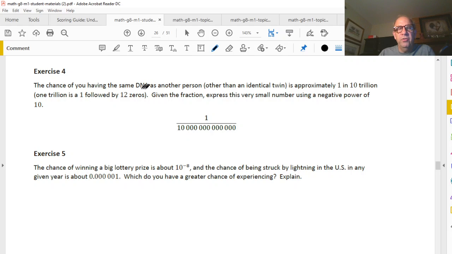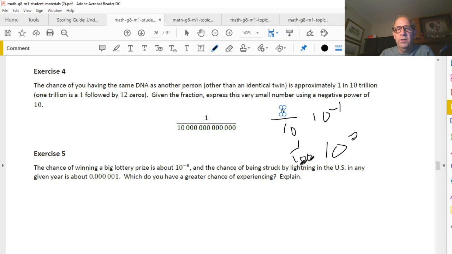So your chance of having the same DNA as someone else is 1 in 10 trillion. That's 1 with 12 zeros. So here's 1 with 12 zeros. Given the fraction, express the very small number using a negative power of 10. Remember, 1 over 10, so 1/10 is 10 to the negative 1. And then 1/100th is going to be 10 to the negative 2, right?